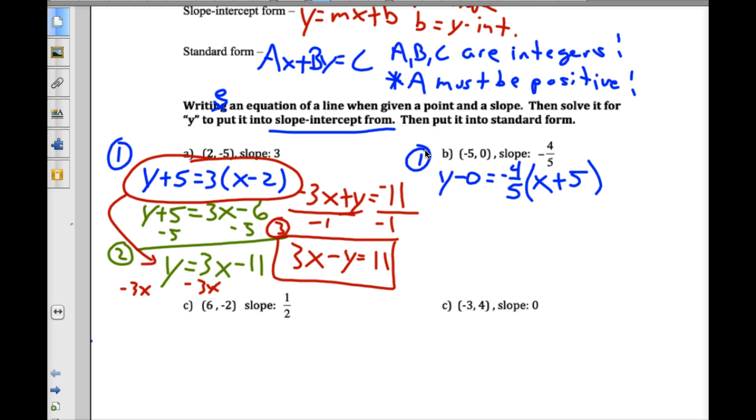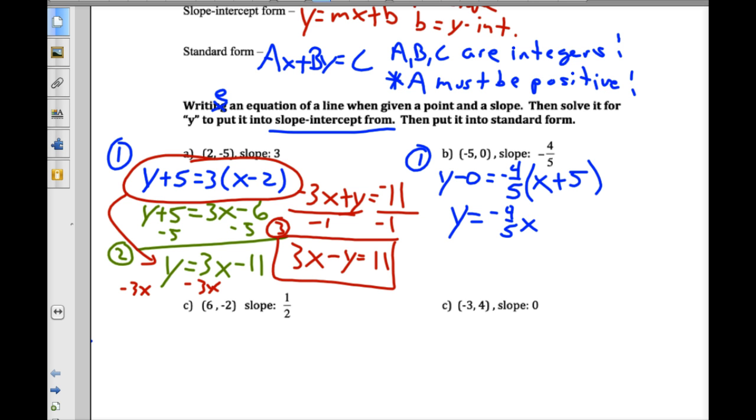There's point-slope form. Now, we're gonna solve it for y. But it's gonna be easy because y minus 0 is just y. And then if I distribute my slope, it's gonna be in slope-intercept form. I'll do the hard part. -4/5 times x is -4/5 x. Grab your calculators, guys, and go -4/5 times 5. What's gonna be after my -4/5 x there?